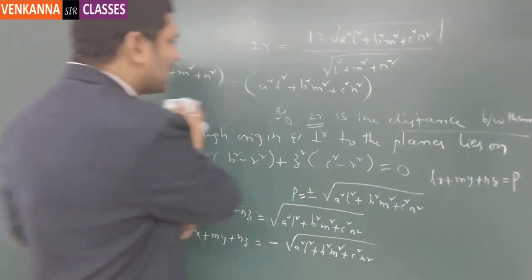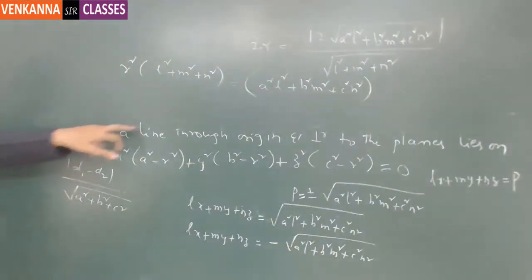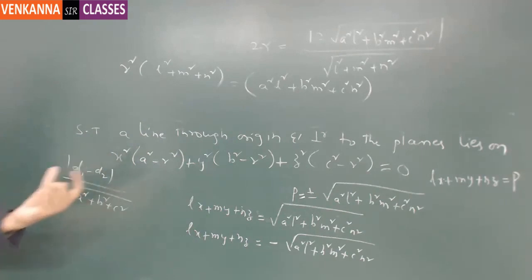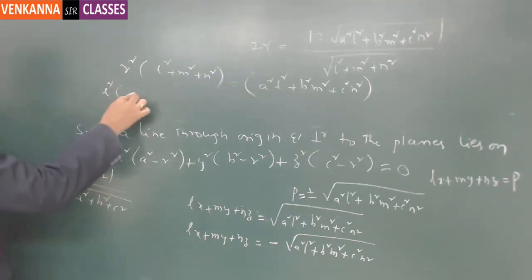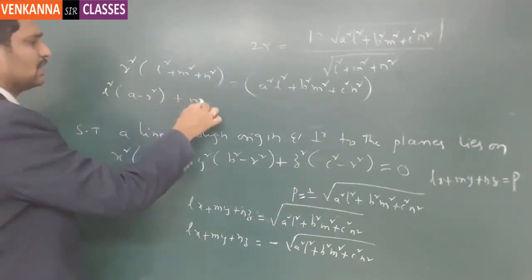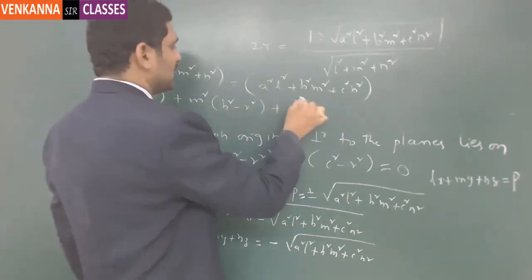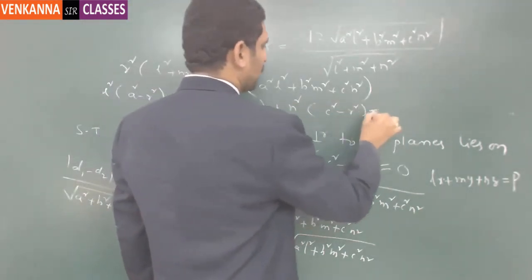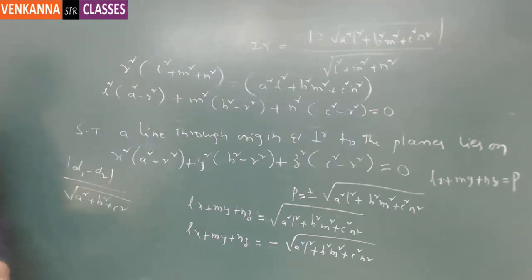And there is one more condition given in the problem, that a line through the origin and perpendicular to the planes lies on this equation. That we have to show. However, from this very equation, we can write it as l square into a square minus r square plus m square into b square minus r square plus n square into c square minus r square equal to 0. Taking these values to the left hand side, we will get this equation. Agreed? I mean, the values.